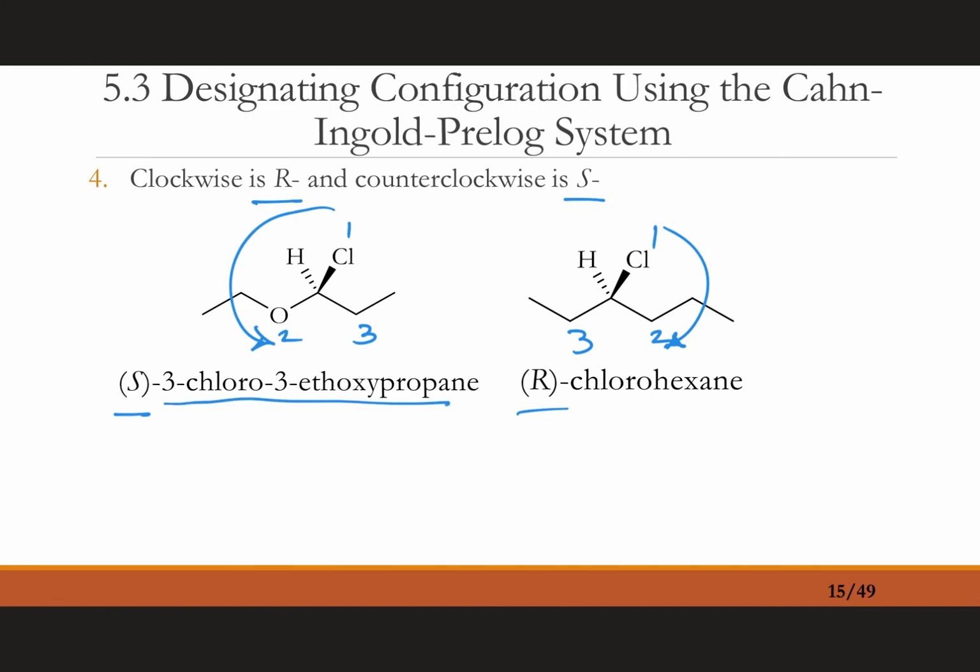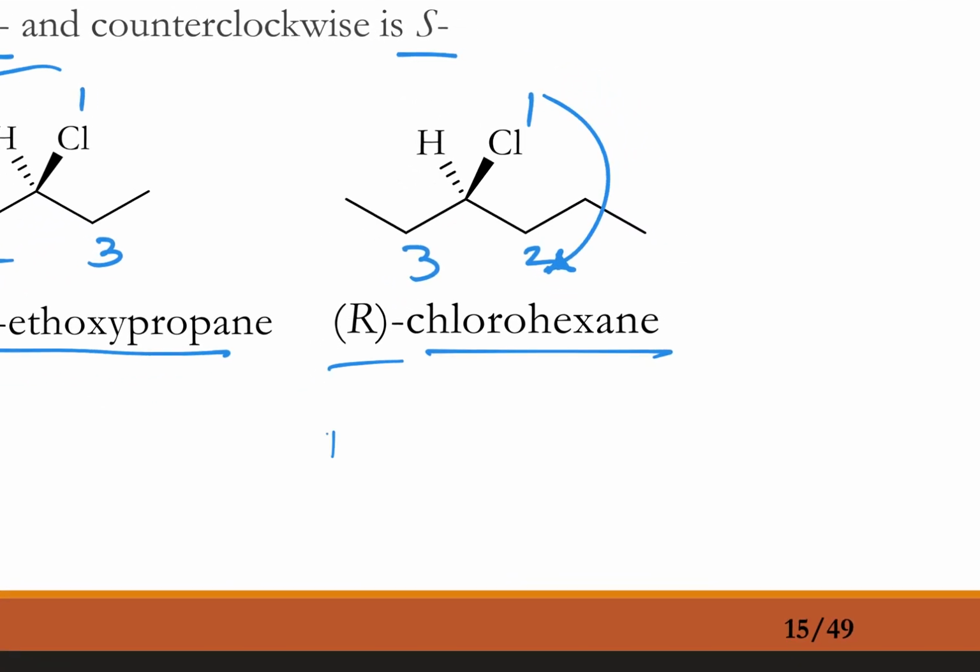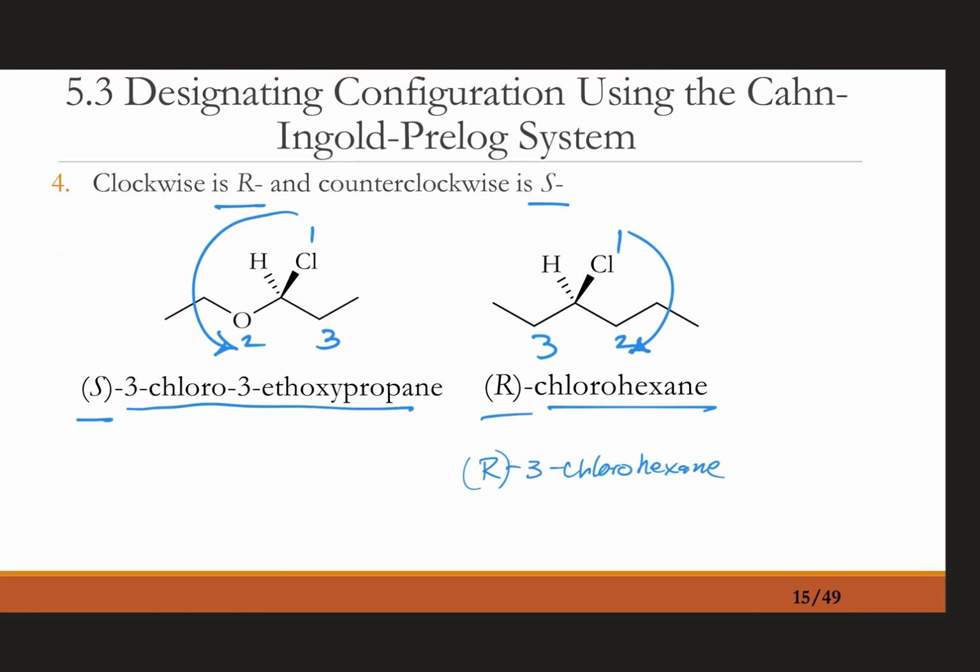Now, there are the names here, S-3-chloro-3-ethoxypropane and R-chlorohexane, which is actually named wrong. So it actually should be R-3-chlorohexane. My bad. But we haven't gotten to naming molecules that are not alkanes yet. So we don't really need to focus on what all of this means. Just know that we're calling that S and that R based on being clockwise or counterclockwise.